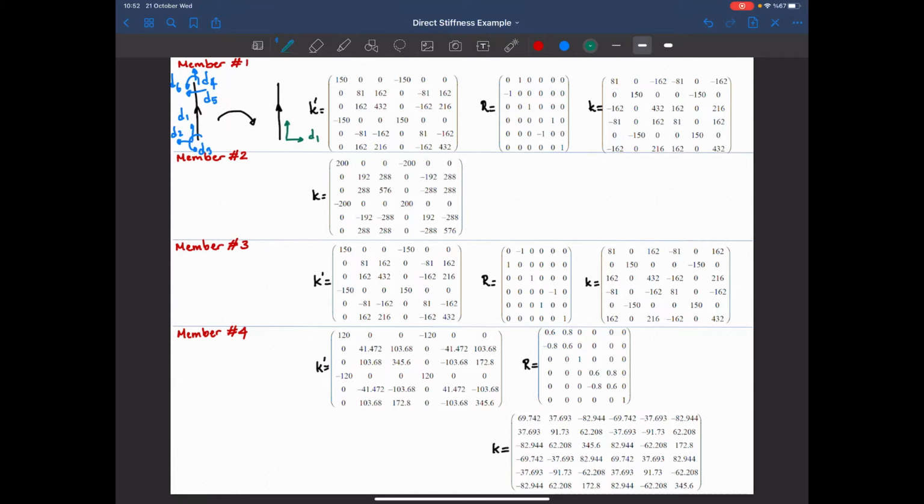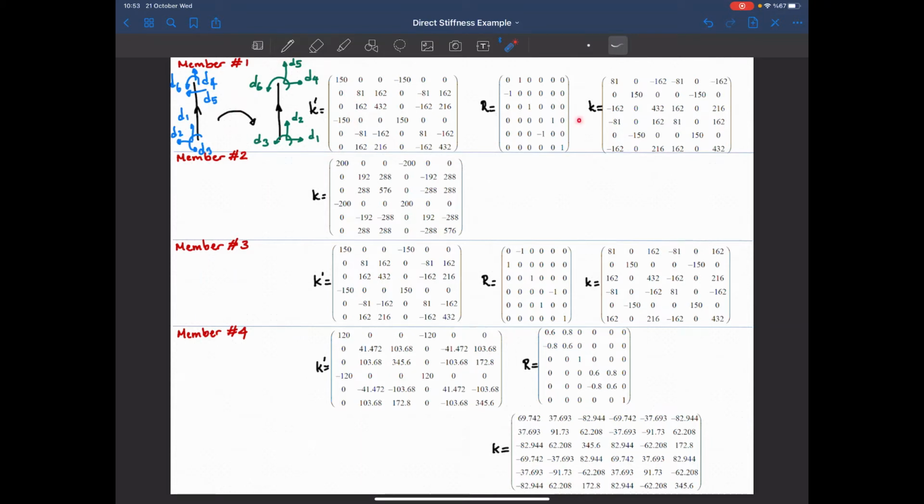At the start node, D2 will be in the global y direction, and D3 same. D4 is global x direction at the end node, D5 global y at the end, and this is D6. So basically, this stiffness matrix is for the degrees of freedom defined in these directions. When we do the transformation, we obtain the following stiffness matrix, and this stiffness matrix is for these given directions.